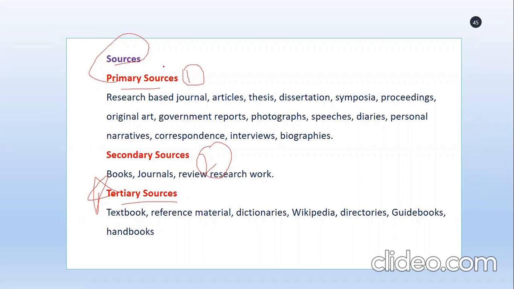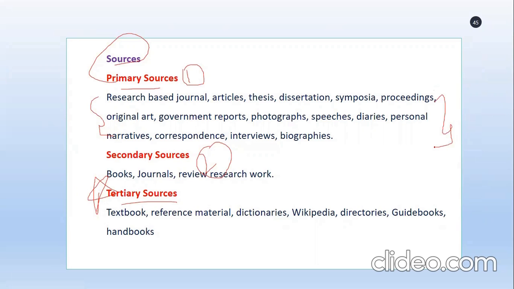Primary sources are those sources in research which are called first-hand sources. For example, research-based journals, articles, thesis, dissertation, symposia, proceedings, original art, authenticated government reports, photographs, speeches, diaries, personal narratives, correspondence, interviews, and biographies. These are many examples which are a part of primary sources. The reason I tell you these examples is that you will be given examples and you have to find the odd man out. These are simple things but can have really important value for your NET examination.